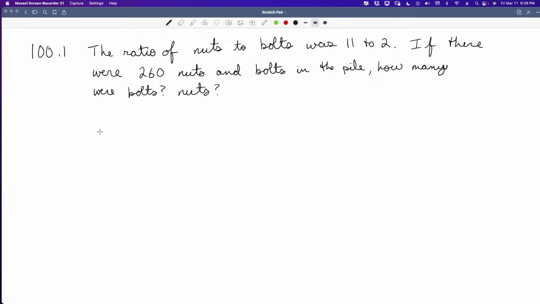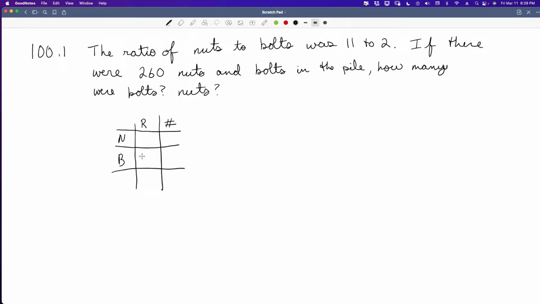So here's what we're going to do. We're going to set up a little grid based on our word problem. It says, the ratio of nuts to bolts was 11 to 2. If there were 260 nuts and bolts, how many were bolts? How many were nuts? So we're going to start by creating a table. We have the nuts here, and then we have bolts here. And we're going to put our ratio here for each, and then we're going to put our actual number here.